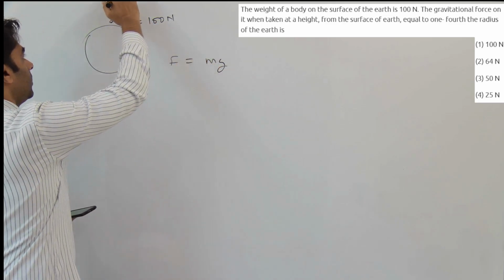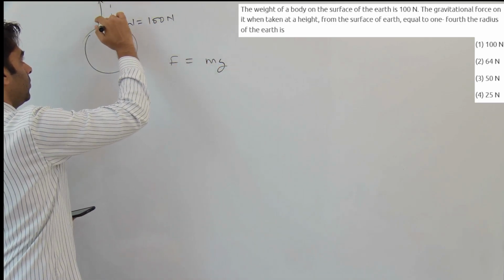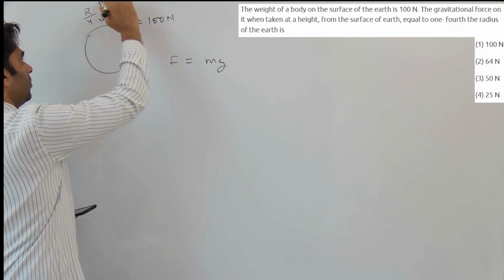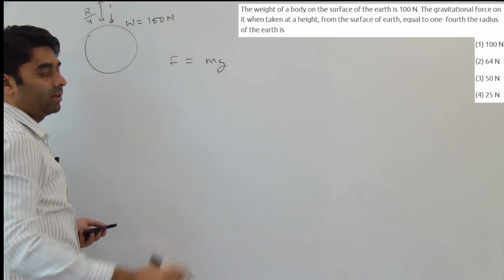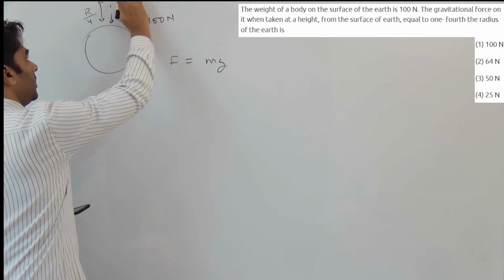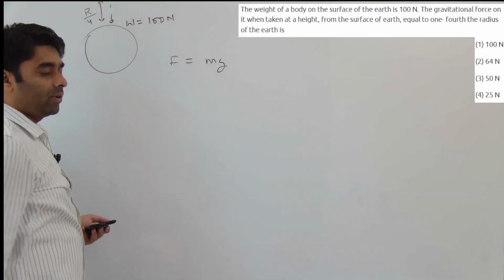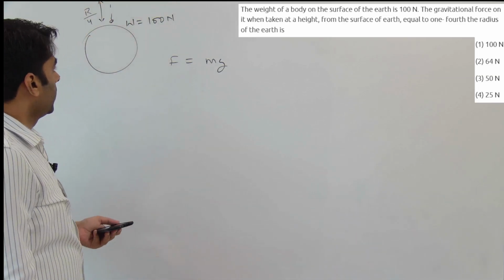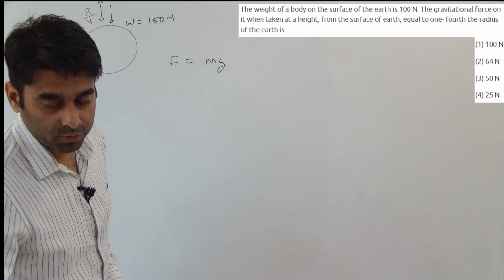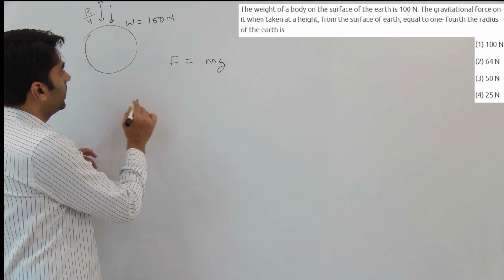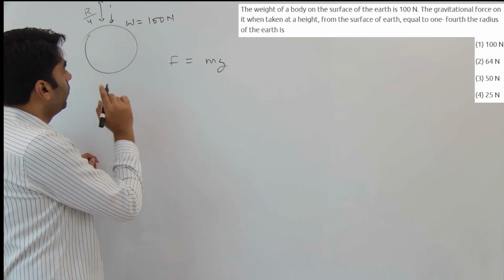So when it is taken to a height of 1/4 of the radius of Earth, R/4, over here what is the weight or what is the gravitational force? Let us call it W at h, or force. So how do we calculate? Why will gravitational force change? Because your g value will change. So let us calculate g value at 1/4 of the height.